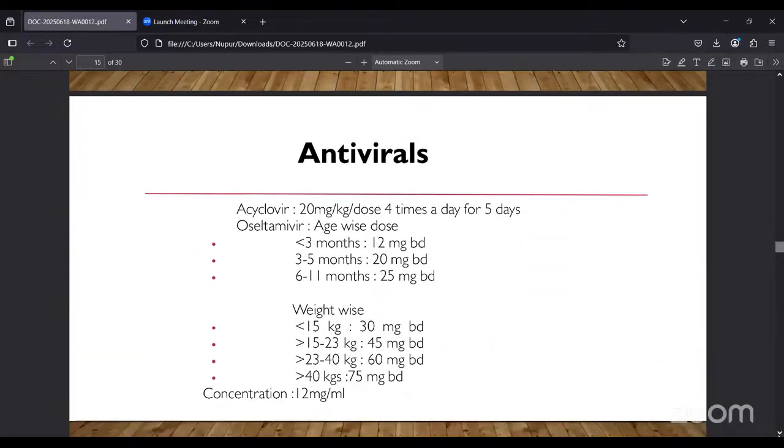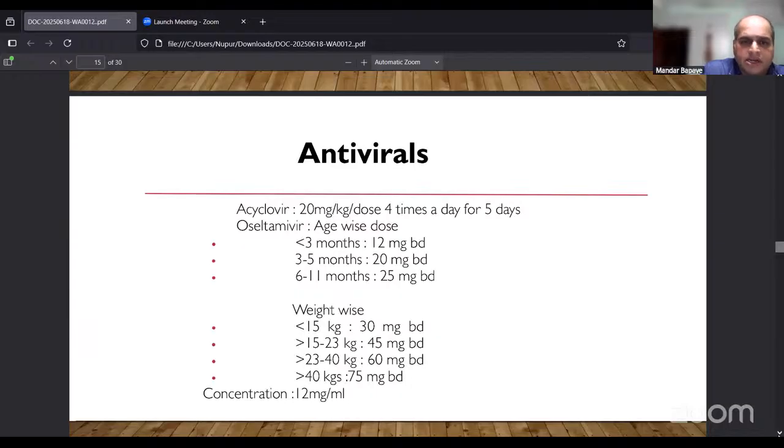Now, again, as we are using a lot of antibiotics, we use a lot of antivirals too, because these are the days where we are seeing in and out virals. And we are using oseltamivir, and it could be used as early as less than 3 months. The dose is calculated weight-wise also. Less than 15 kgs is 30 milligrams BD. More than 15 to 23 kgs is 45 milligram BD. More than 23 to 40 kgs is 60. And more than 40 is the adult dose.